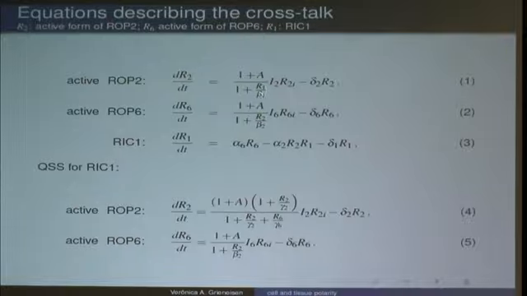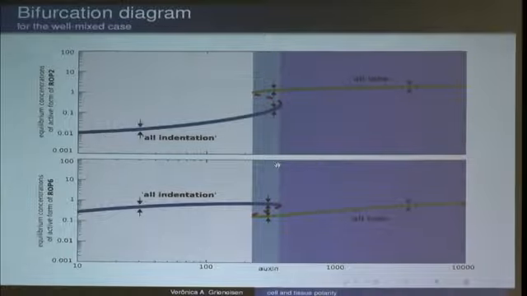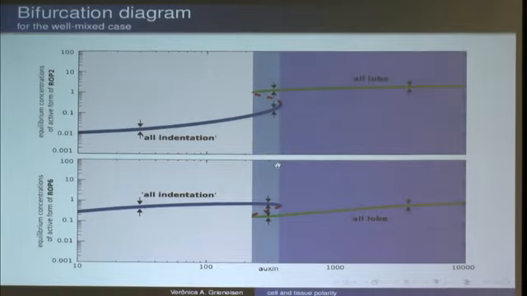And here we have the mutual inhibition of RIC1 inhibiting ROP2 and ROP2 inhibiting ROP6. Okay, and we have another equation here for RIC1. So what we did is we put this term here in QSS to just be able to work with these two equations. Quasi-steady state, is it? Yeah, quasi-steady state approximation. It just makes things easier, at least for me, to plot.